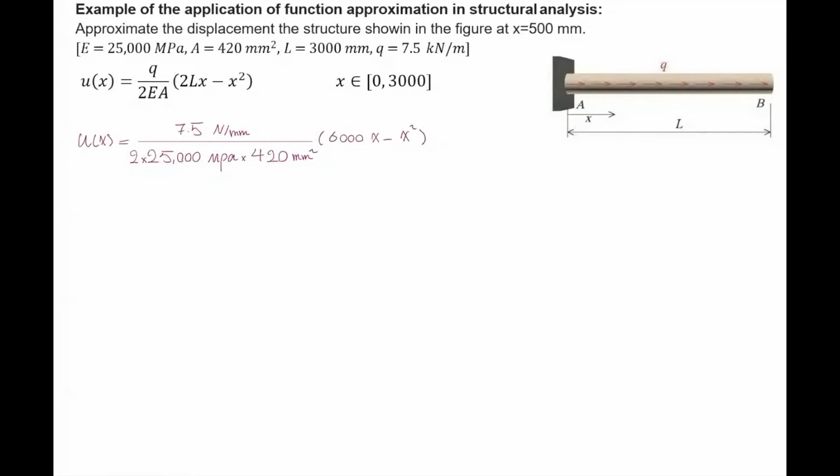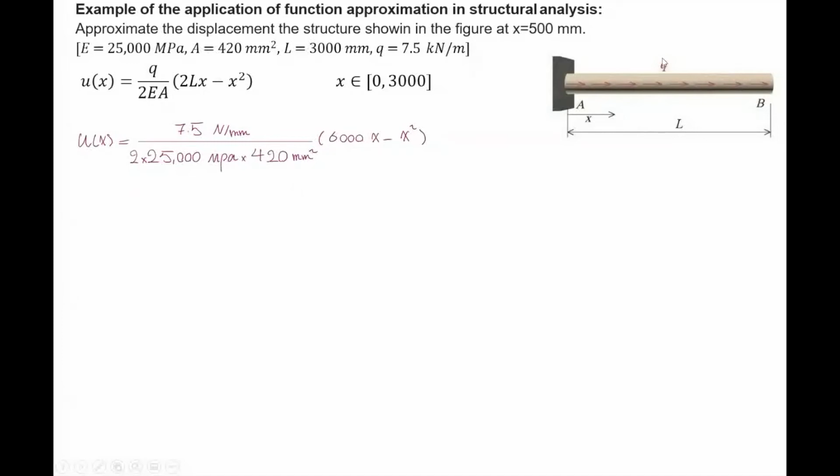In order to solve this problem, first we need to know what are the values of the function at the beginning and at the end of the element. In other words, we need to calculate the nodal values. So I simply plug in the values here after doing the unit conversion. For instance, this 7.5 is given in kilonewton per meter. That has to be converted into newton per millimeter. The modulus of elasticity is in megapascal, so there is no unit conversion involved. Area is also given in square millimeters, so I would simply plug the value in.